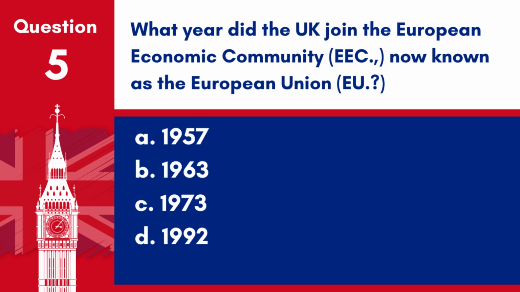Question 5. What year did the UK join the European Economic Community, EEC, now known as the European Union, EU? A. 1957. B. 1963. C. 1973. D. 1992. Answer: C. 1973. The UK joined the EEC, now the EU, in 1973.